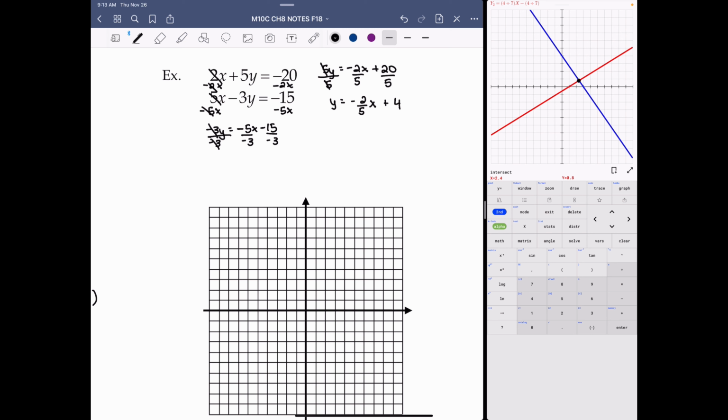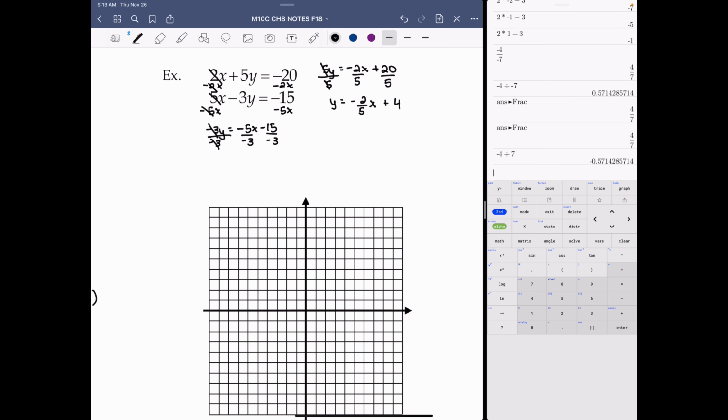Again, if you're having trouble with that, that's fine. Just use your calculator, right? There's no shame in that. -3 divided -3, it's 1. So if you need to use your calculator to check things, just do it.